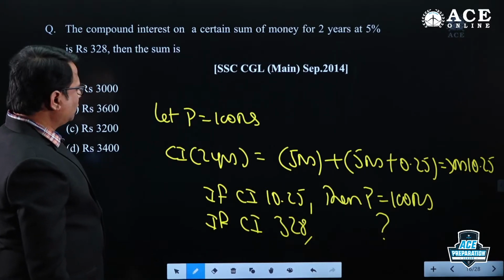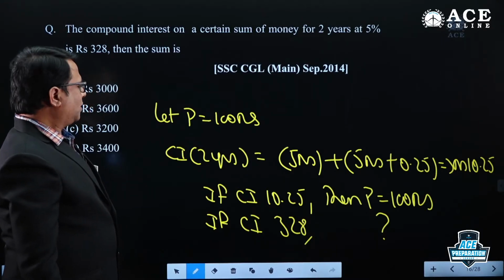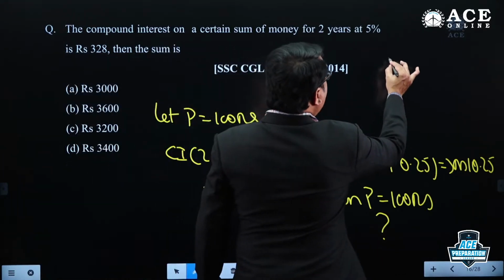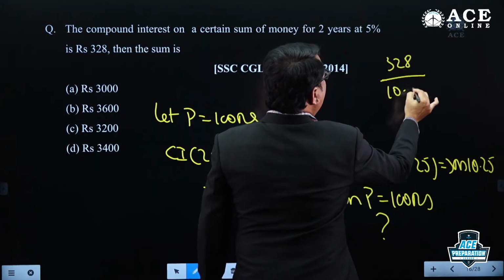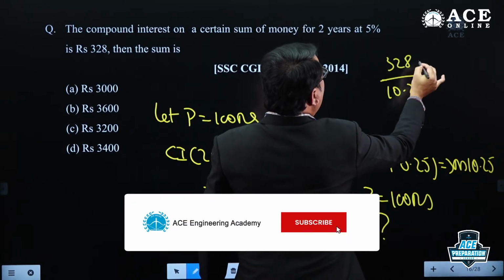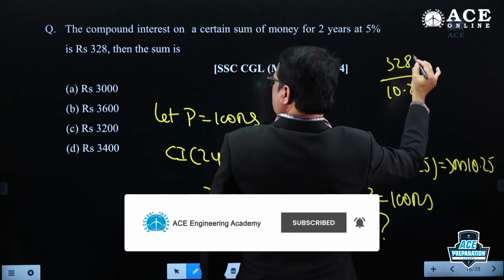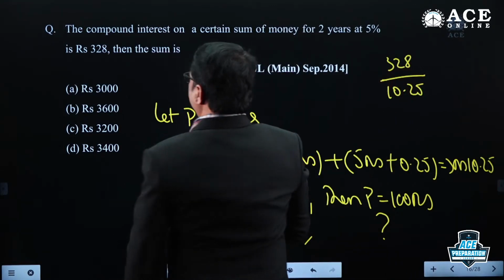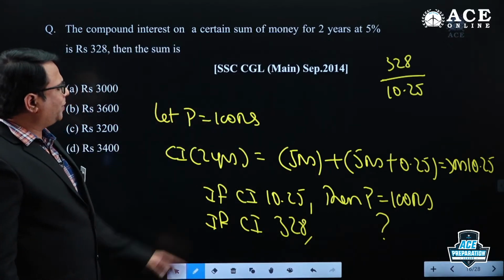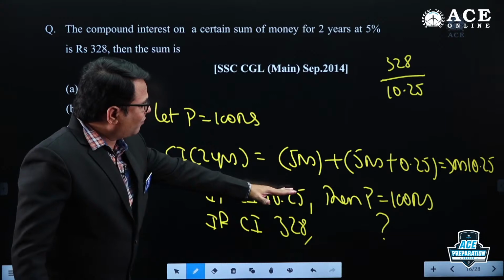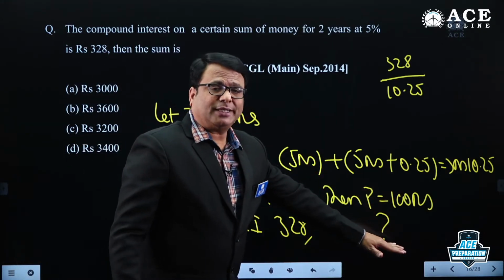So I think it is 32 times. So 328 divided by 10.25. If you take 2 zeros, you should get 3,200, so it will become 32 times. So when the left hand side becomes 32 times, the right hand side will also become 32 times.